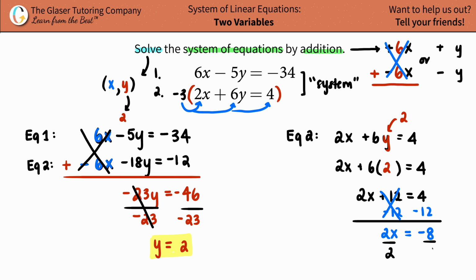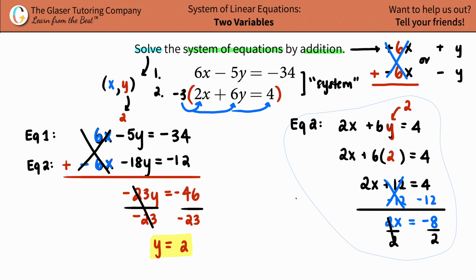So divide by 2 on both sides. Negative 8 divided by 2. Sounds good to me, right? That's a negative 4. So x equals a negative 4. And now we have the other part. Woo woo! This is now a negative 4.